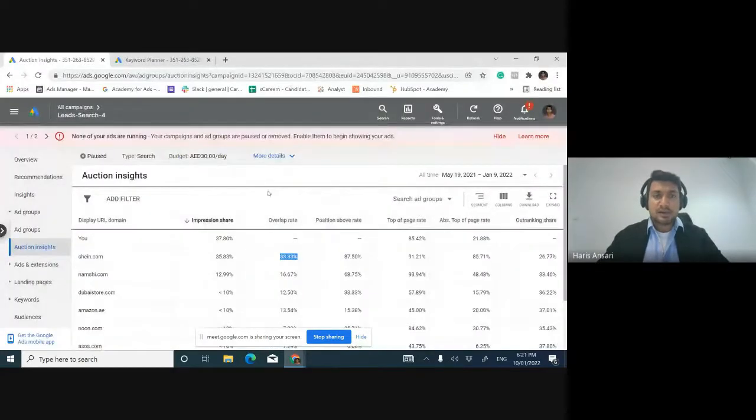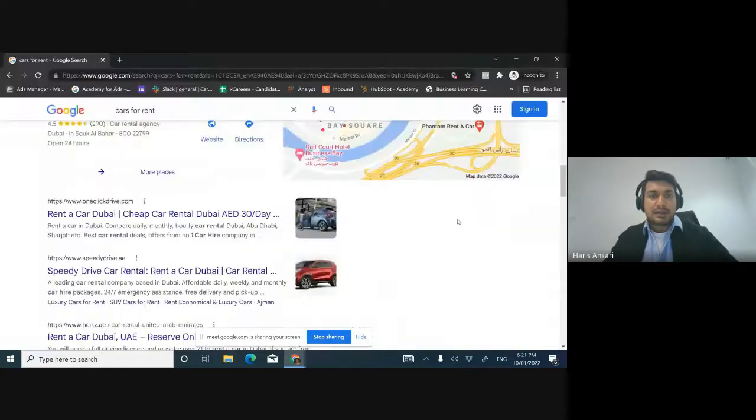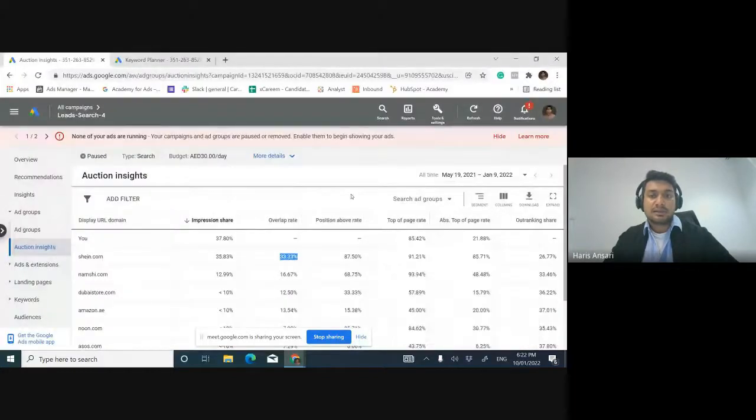So coming back to auction insights again, we covered top of the page rate. Then we have absolute top of the page rate as well. Absolute top of the page is the number one position which any marketer can get on the search results. This is absolute top of the page. The result right after the search bar, that is the absolute top. So you can actually see how many times I got the first position and how many times the other got the first position.